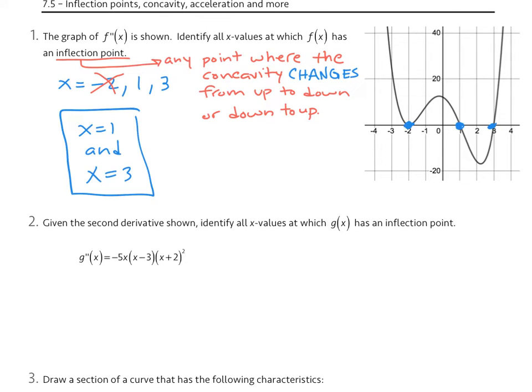Number 2, given the second derivative shown, identify all x values at which g of x has an inflection point. So this time, I'm giving you an equation for the second derivative. And in the first scenario, I gave you a graph. To do the second scenario, it would help to be able to picture the graph of this function. To picture it, we need to look at the overall degree of this function.